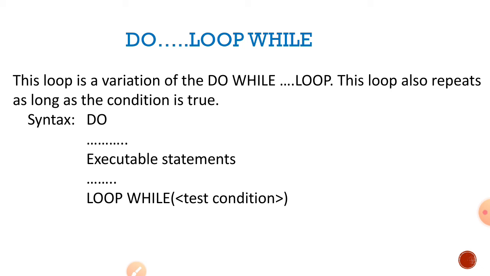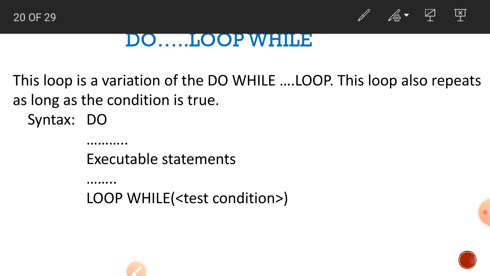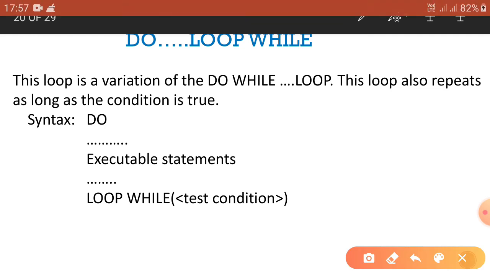This loop is a variation of the do while loop. This loop also repeats as long as the condition is true. In the do loop while, the loop body is executed first before checking the condition, and if the condition evaluates to true, then it repeats the execution of the loop body. So here is the syntax.